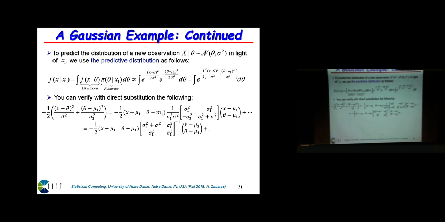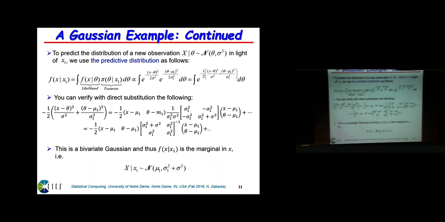What is the mean you think of the Gaussian going to be? Mu 1. And what is the variance of the Gaussian going to be? Sigma 1 squared plus sigma squared. Okay? So basically, the predictive distribution for this problem is a Gaussian that has a mean mu 1 and a variance sigma 1 squared plus sigma squared. This is algebra, all right? This is the important formula. We collected only one data point. We computed the posterior.